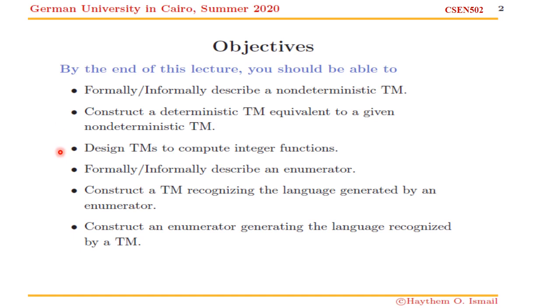Then we're going to look at designing Turing machines that compute functions on the integers. Then we'll move to a special type of Turing machine called an enumerator. We should be able to describe it formally or informally, construct a Turing machine recognizing the language generated by an enumerator, and construct an enumerator generating the language recognized by a Turing machine. So enumerators are kind of Turing machine-like devices whose job is to print things, to enumerate languages, basically.